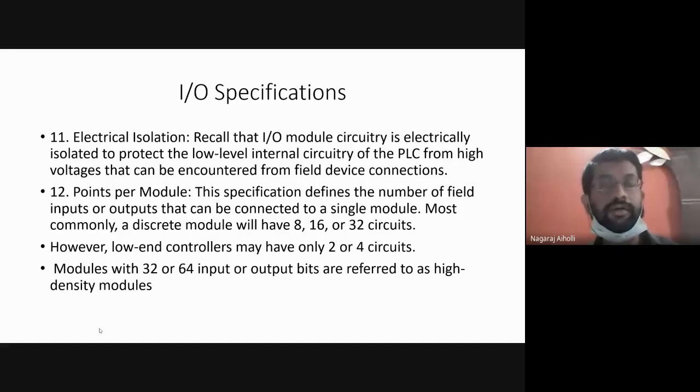Such types of IO modules are called low end controllers. Low end controllers means we can connect hardly 2 to 4 field devices. And there are certain input output modules wherein we can connect from 32 to 64 field devices to the IO modules. Such IO modules are called high density IO modules. Any questions up till here, students?